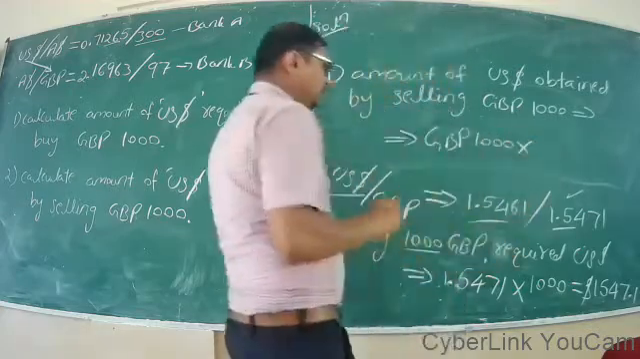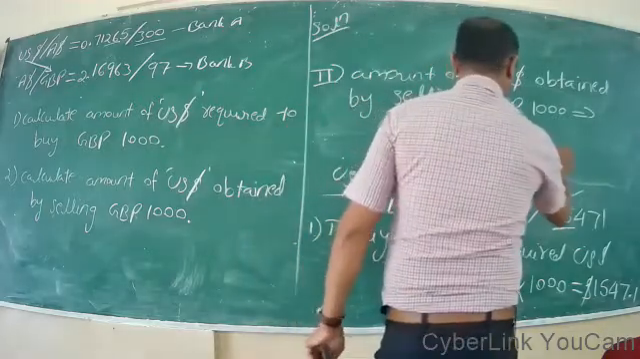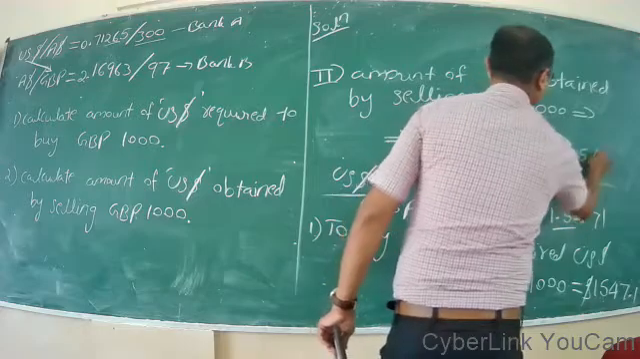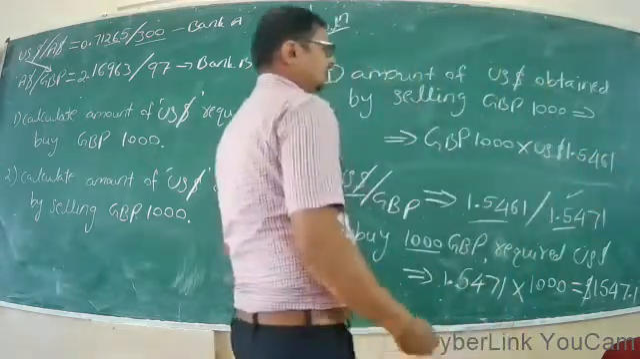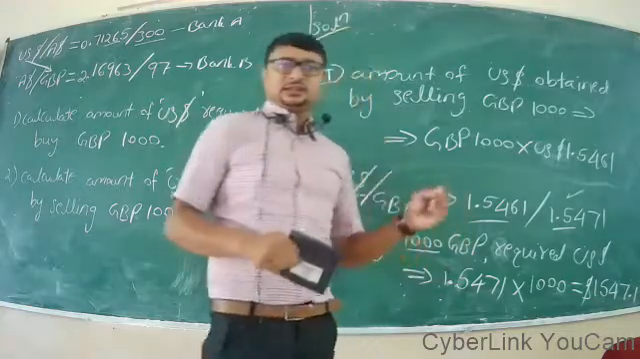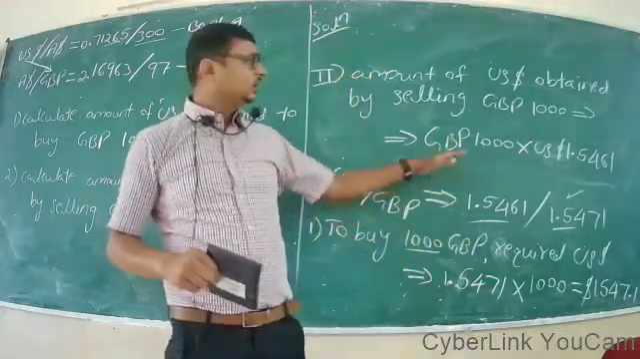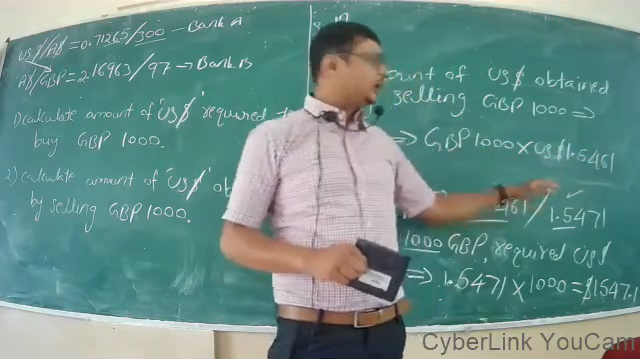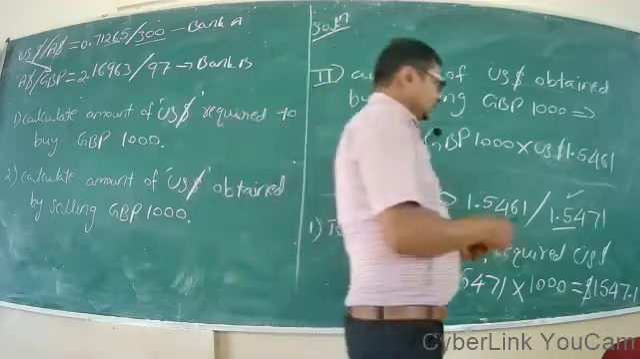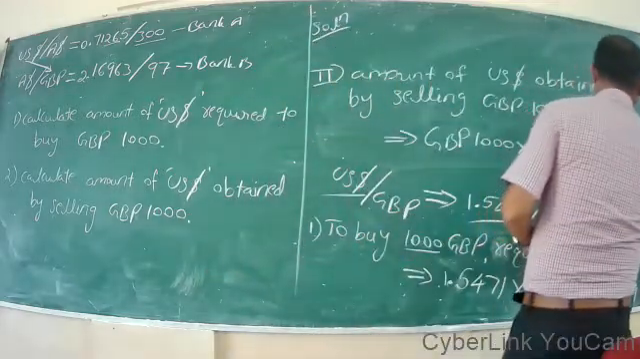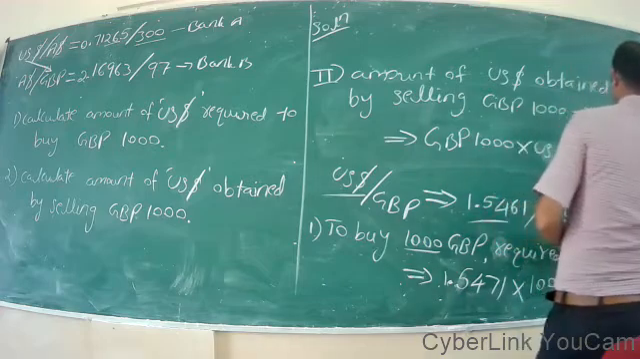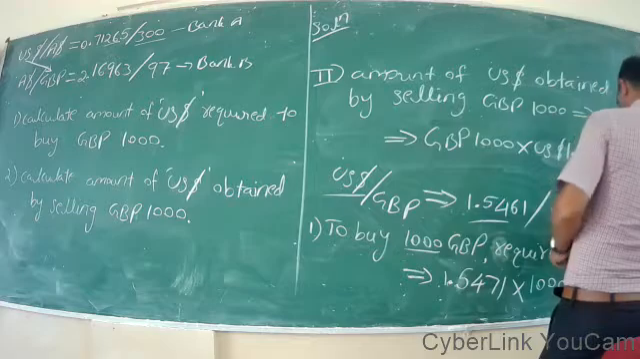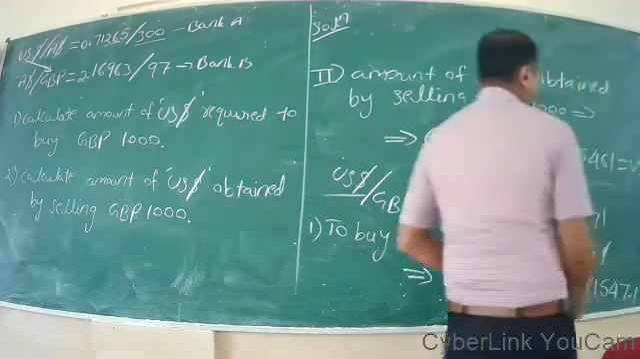So if you sell 1 pound, you will get 1.5461 US dollars. If you are selling a single pound, then you will get 1.5461 dollars. In this case, you are selling 1000 pounds. Now you will get US dollar 1000 times 1.5461, that is 1546.1, right?